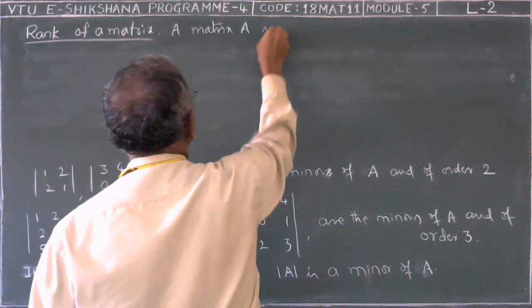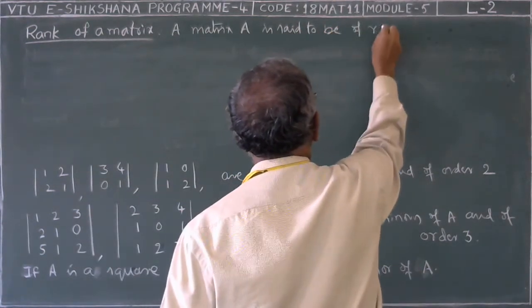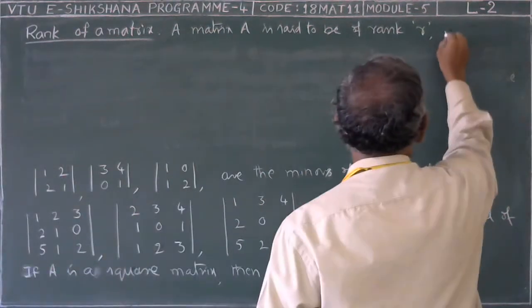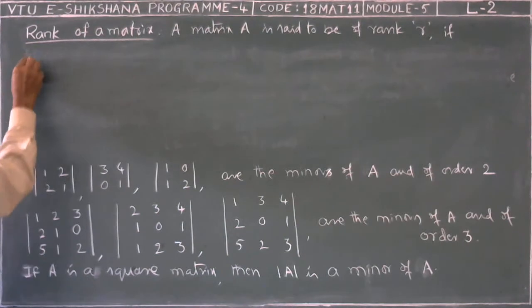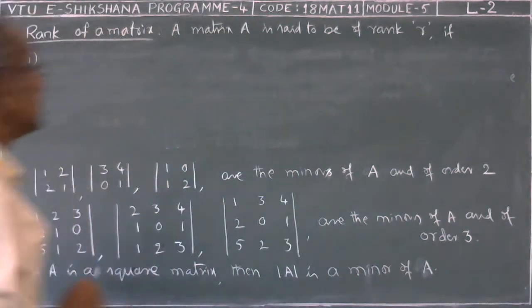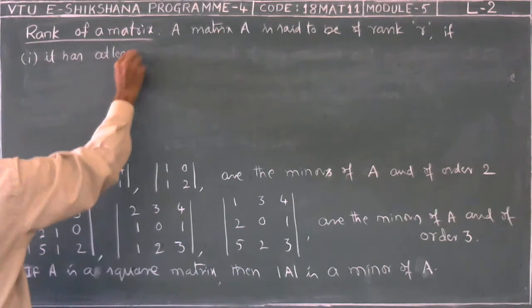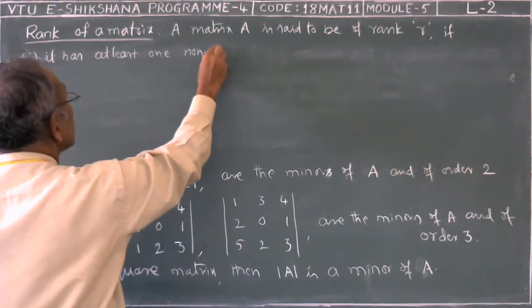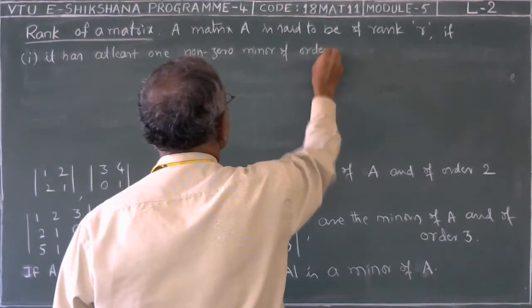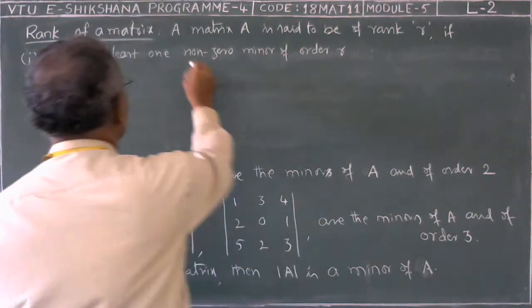A matrix A is said to be of rank R if it satisfies these two conditions. First, if it has at least one non-zero minor of order R, that means the minor value, the determinant, is not equal to 0. A non-zero minor of order R.